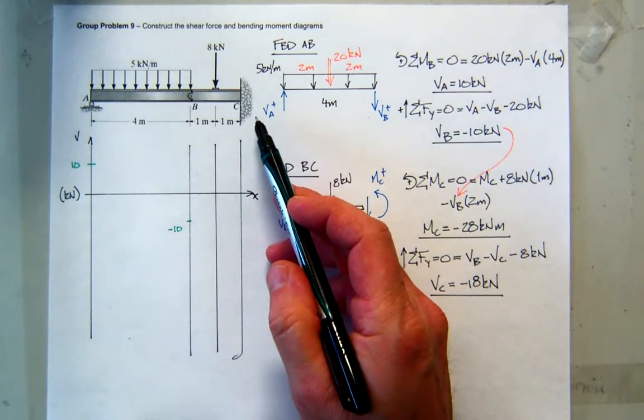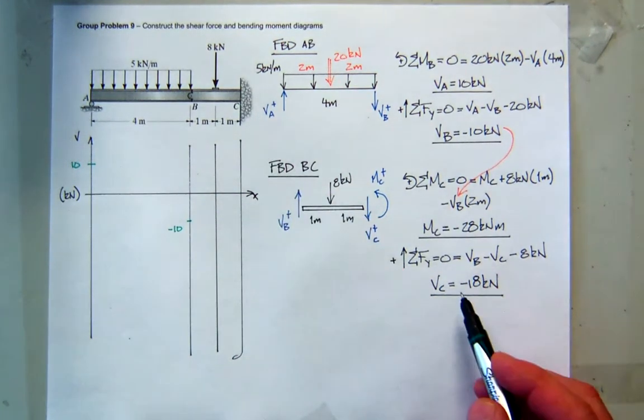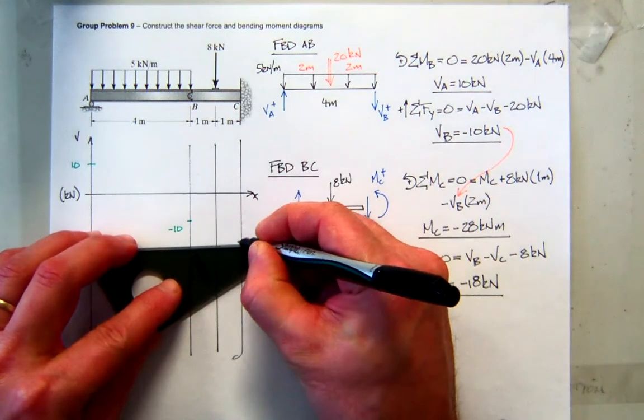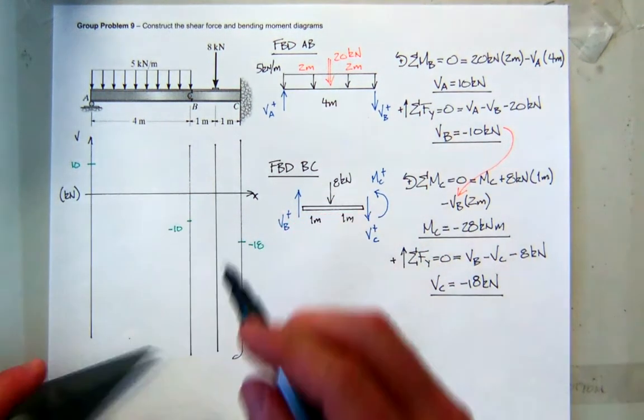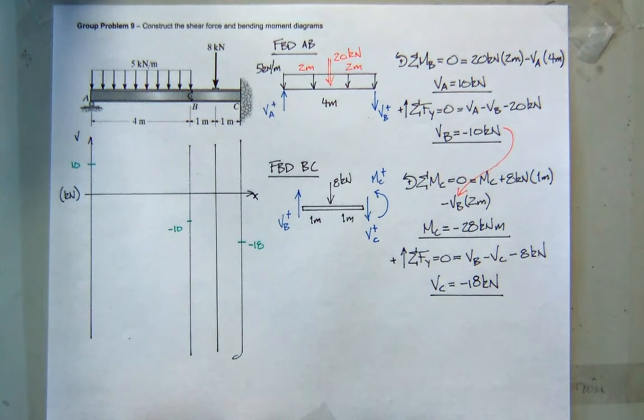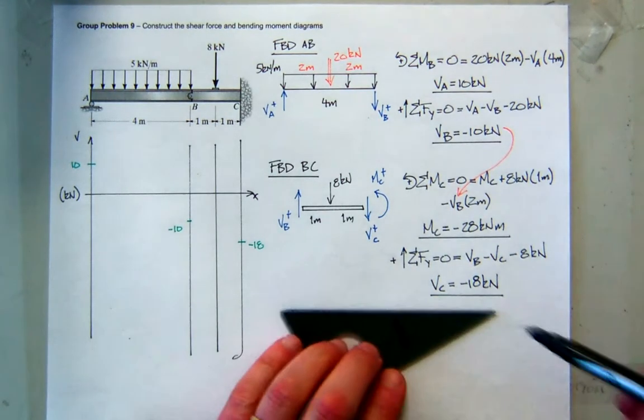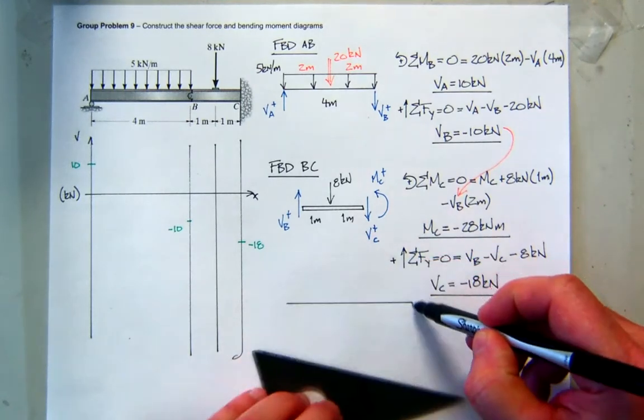What's the shear at A? I'm sorry, shear at C? Minus 18. I could mark that. So these are values that I've already computed. I better hope my shear diagram matches that. So let me draw a little line here so that we can have a kind of a break.